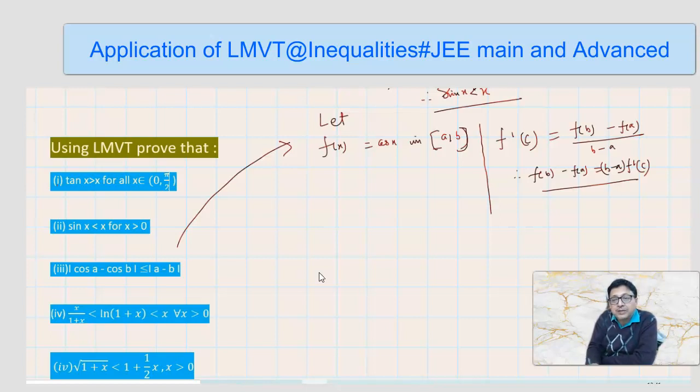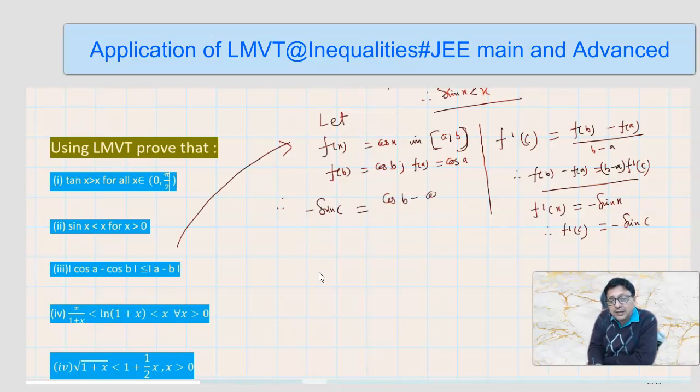So let us see what happened. What is cos B? f(b) here. f(b) is cos B. f(a) is going to be cos A. Therefore, f dash x will be what? If f(x) is cos x, it will be minus sin x. So f dash C will be minus sin C. Now minus sin C, if we use this as an equation, this will be (cos B minus cos A) by (B minus A).